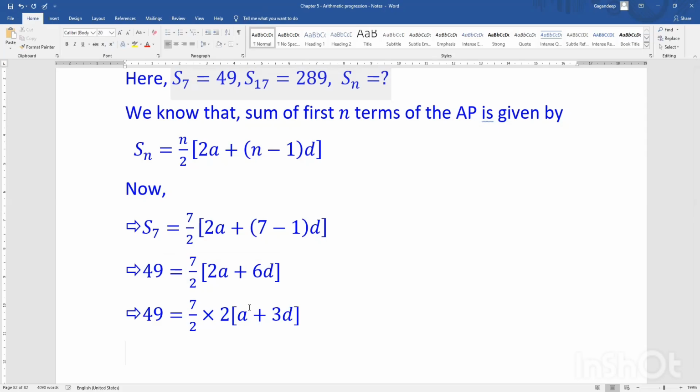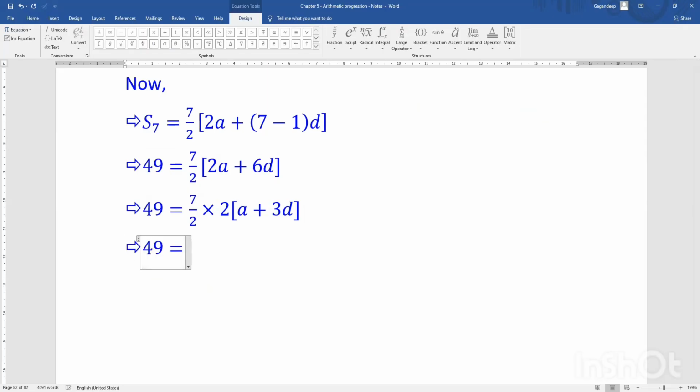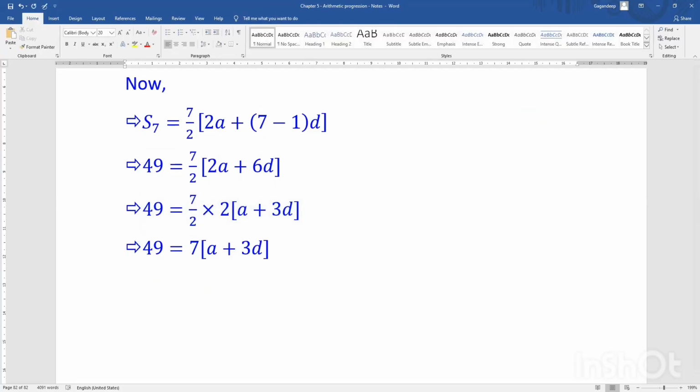So this is the technique that you need to follow. Next, what I do is this 2 and this 2 gets cancelled. So that means in my next step, I write it as 49 equals 7 into a plus 3d. Why? Because this 2 and this 2 gets cancelled. Or what we can do is, now here I'll just show you how we are doing the cancellation.